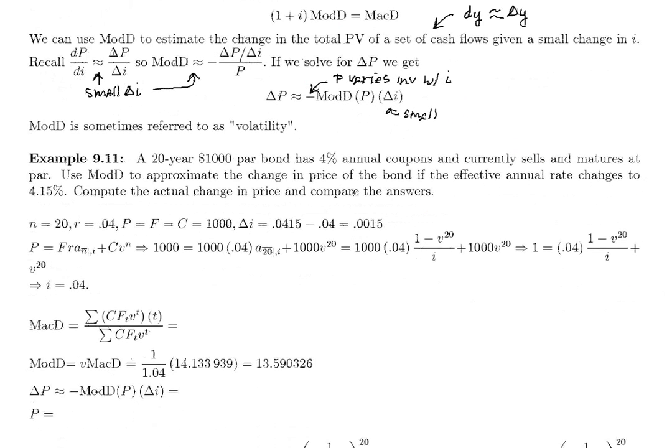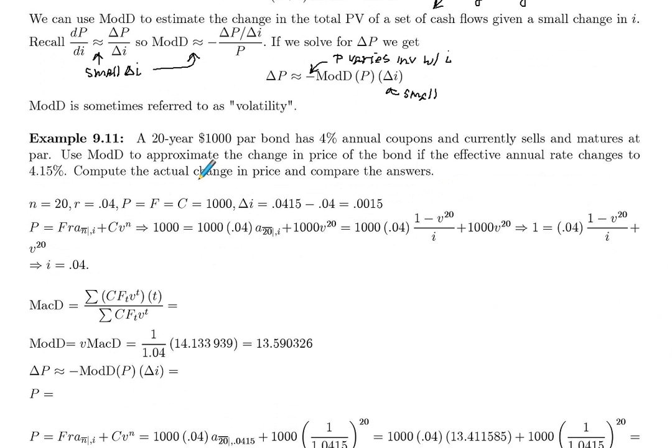Okay, well, let's put this approximation to work here. In example 9.11, we've got a 20-year 1,000 par bond with 4% annual coupons, so annual coupons here. And it currently sells and matures at par. Now this is important. It currently sells at par. We've seen them mature at par, but right now this is saying currently sells. That's saying that P is equal to F. Okay, and it matures at par. That's saying that P is equal to F is equal to C. So this bond is at a particular price point. So that's something important to this example.